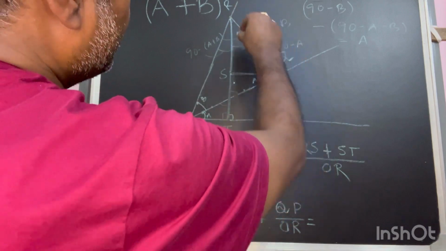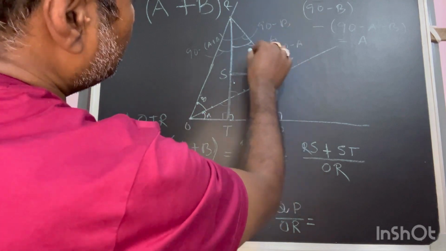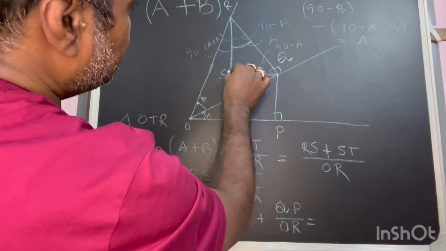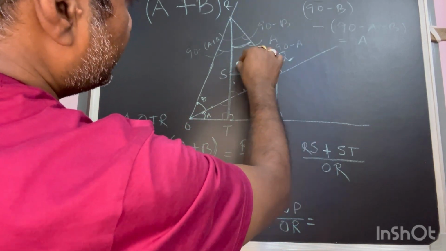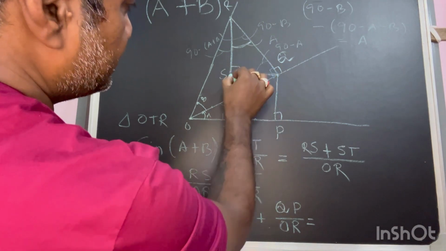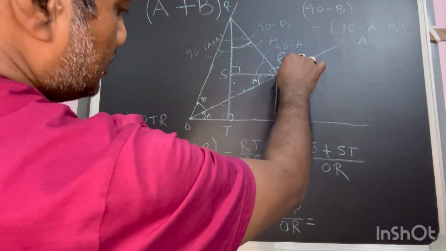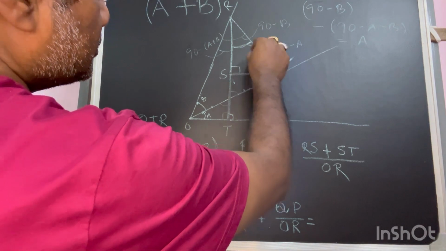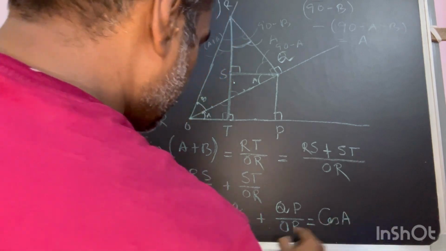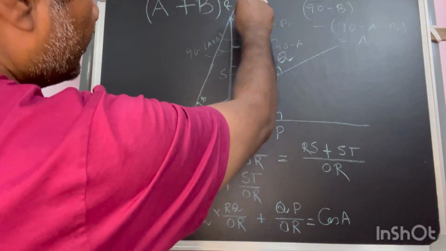RS by RQ. For this triangle, if this angle is A, this will be cos A. RS is the base, RQ is the hypotenuse. For this triangle, this is a right angle because this is parallel to this. If this is 90, this must be 90. So RS is the base of this triangle and RQ is the hypotenuse. So this is the cos of this, so I can straight away write cos A. What is RQ by OR? Let me check. RQ by OR for this triangle.